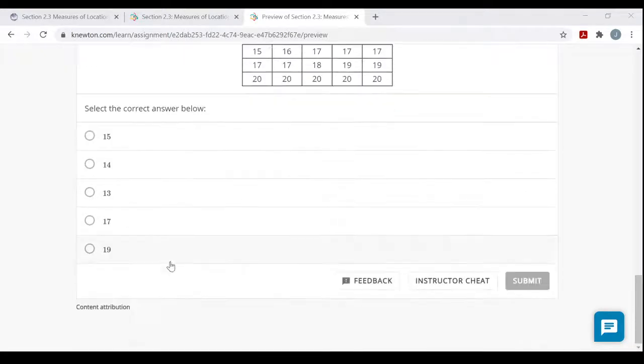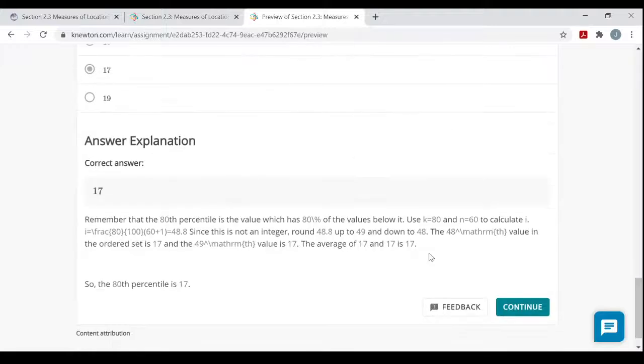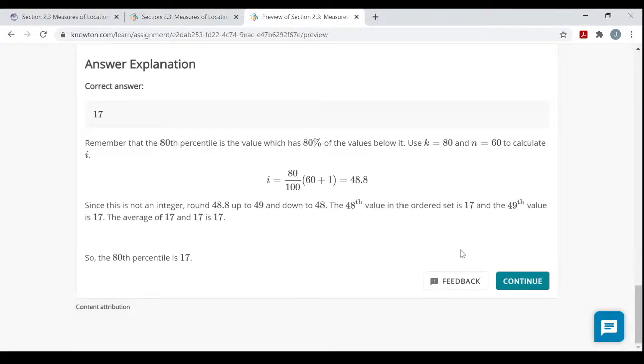And unfortunately, your calculator doesn't find percentiles like this. You're going to have to do it the long way. There is no percentile feature. There are quartiles, you saw the calculator can do quartiles, but I haven't seen any percentile features on the calculator. And again, they go through the same explanation that I just went through, got the 48.8 and all that.